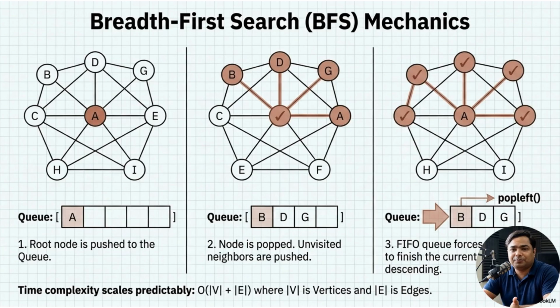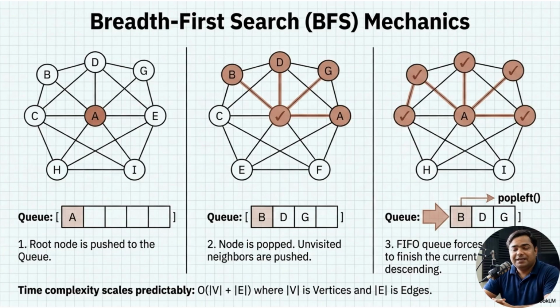This is very important. BFS does not immediately go deep into one neighbor. Instead, it collects all nodes at the current level first. In the third step, the queue works according to FIFO. The first node that was added will be processed first. So if the queue contains B, D, and G, BFS will process B first, then D, then G. After processing each node, BFS checks its unvisited neighbors and adds them to the queue. This process continues until the queue becomes empty.